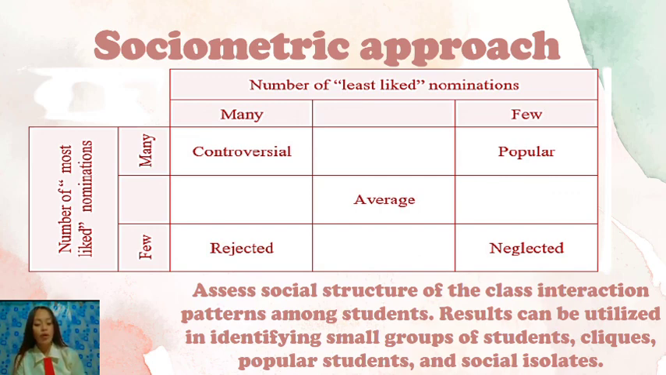The sociometric approach is also used to assess the social structure of the class and interaction patterns among the students. Using this approach allows the teacher to learn about the social acceptance and the liking patterns of the popular students and social isolates.